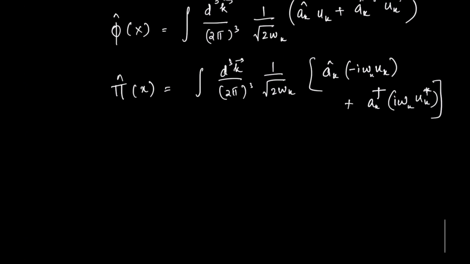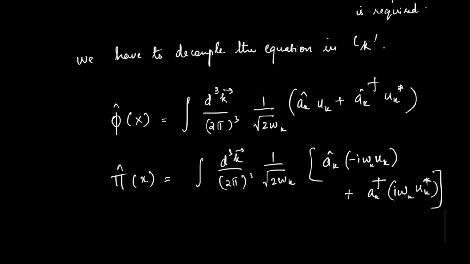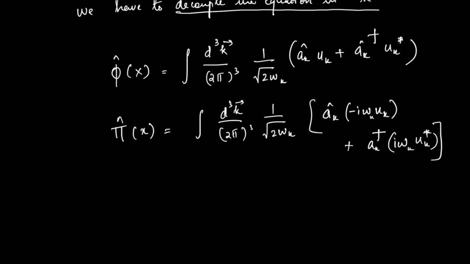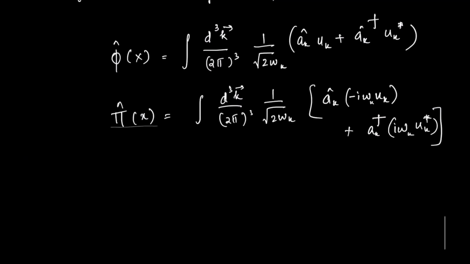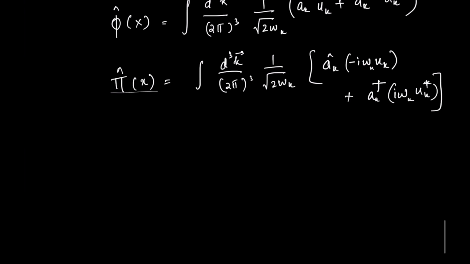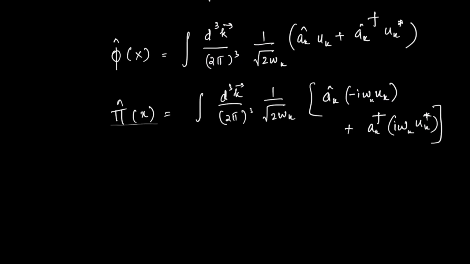So I cannot directly plug in these two equations. I have to decouple the equation in k, because if I want phi of x, then I can directly use it, and if it is phi of x prime, then here it will become k prime. So the equation is both mixed in k and k prime. So I don't want any mixing, I need them separate. For that I have to do the Fourier transform of phi of x into the k space.